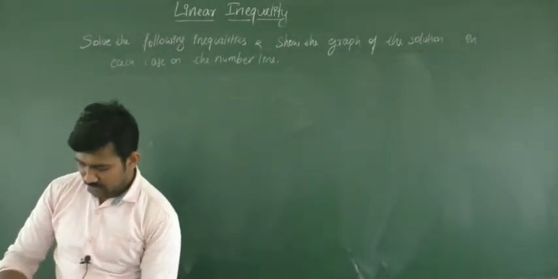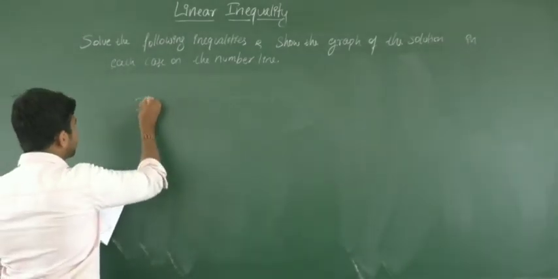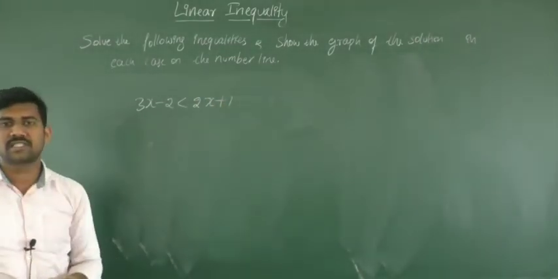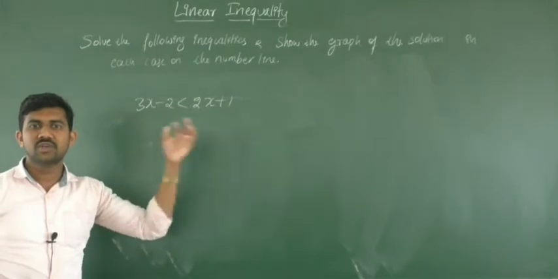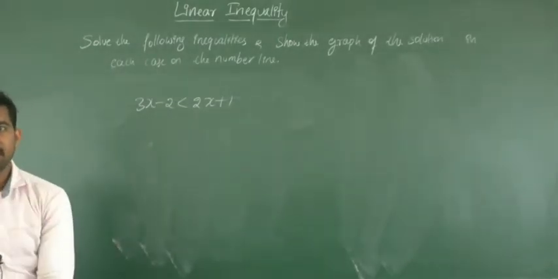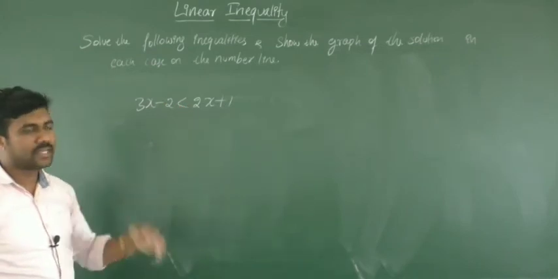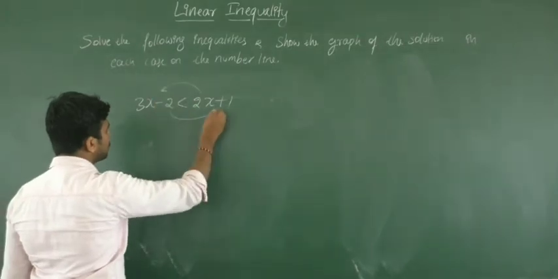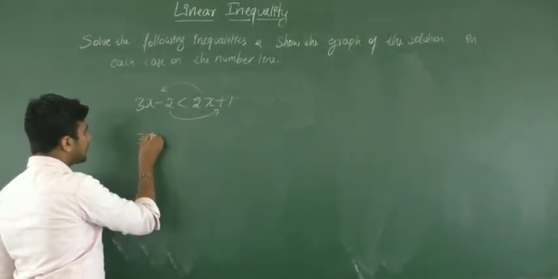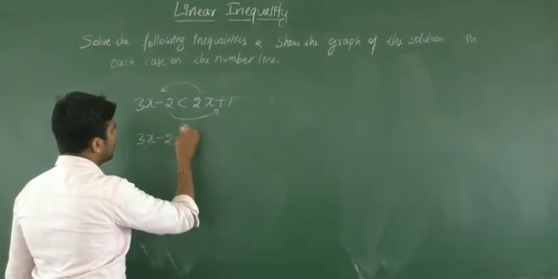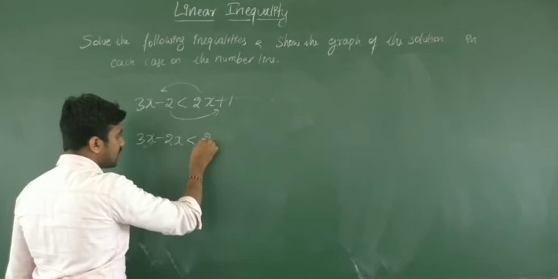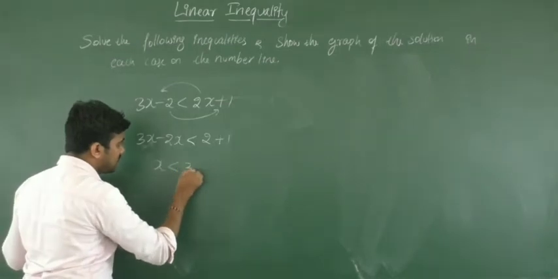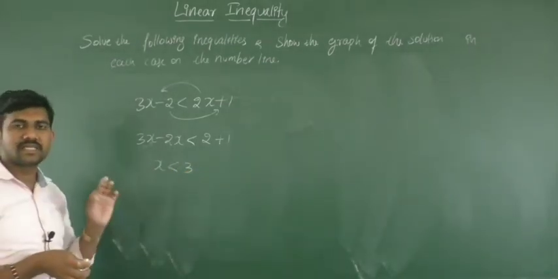See, we have here 3x minus 2 less than 2x plus 1. Such a question they will ask for 2 marks. Solve the inequality and draw the solution on the number line. 3x minus 2 less than 2x plus 1. Solve it first. Okay, so you can observe here, bring 2x to this side and minus 2 to that side. So we get 3x minus 2x less than minus 2 goes to this side and becomes plus 2 plus 1. Okay, so x less than 3, x is strictly less than 3.